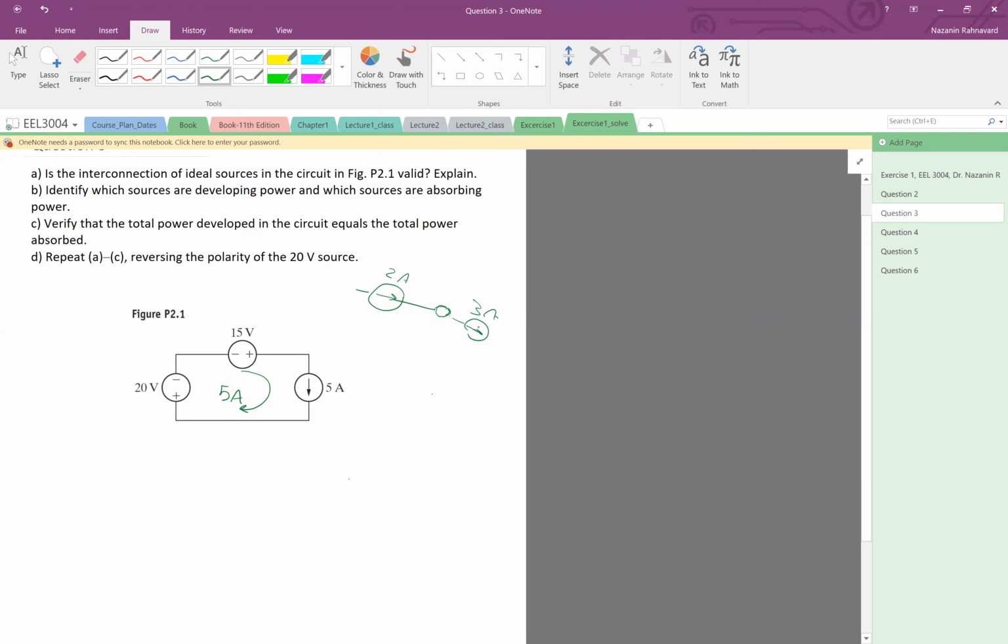So this definitely would be a contradiction, because we know that on any node, the amount of current entering the node must be equal to the amount of current leaving the node. Current in, current out. But here we don't see any contradiction. So this current source can handle any voltage, so there's some amount of voltage across it. And these voltage sources can also handle any current. There's no contradiction, so this is valid. So for the first part, this is a valid circuit.